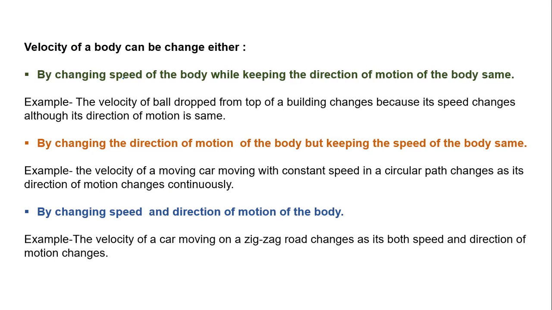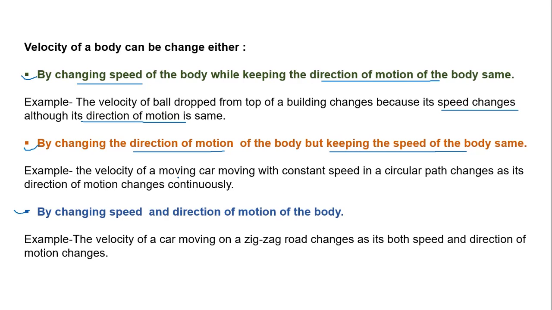The velocity of an object can be changed in three different ways. First, by changing speed of the object and keeping direction of motion same. For example, when we drop a ball from the top of the building, its speed changes, but the direction of motion remains the same. Next, by changing the direction of motion and keeping the speed constant.